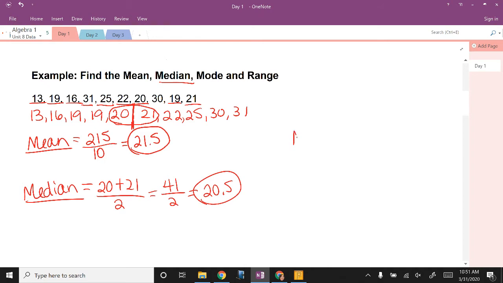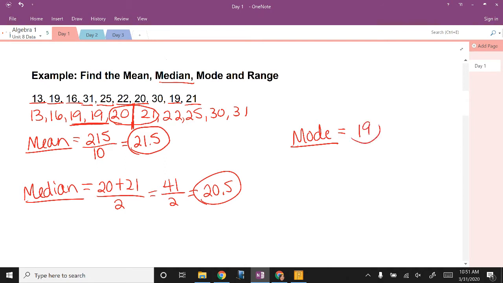My mode is the number that is used most often in my data. Well, I look at all my numbers, and I put them in least to greatest, so that kind of helps. And the number that I see being repeated at all is 19. Okay, so 19 is my only number that is repeated. So it is my mode.